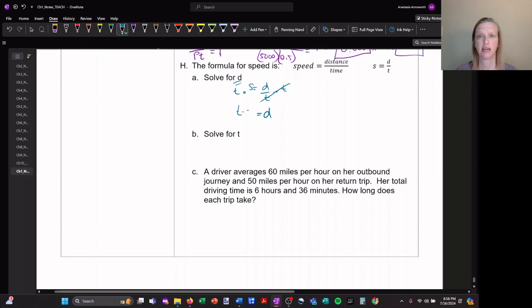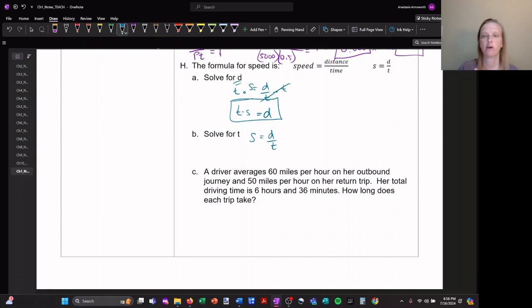And I get T times S equals D. How do I solve for T? Well, if I have S equals D divided by T, I want to get T all by itself on one side of the equation. But remember, it doesn't count as the variable being by itself if it's in the denominator. So my very first step here is to get T up out of the denominator.